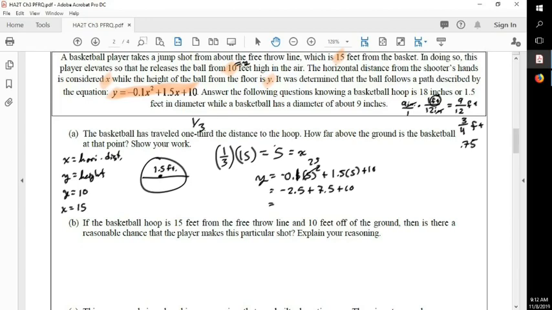What is negative 2.5 plus 7.5? That'd be 5, right? So that's 5, and then 5 plus 10, 15. So 15 feet. Yay.